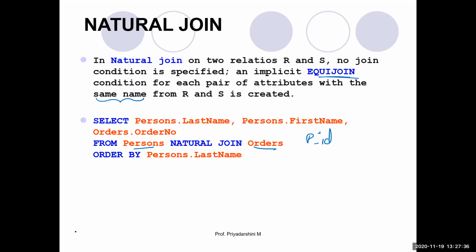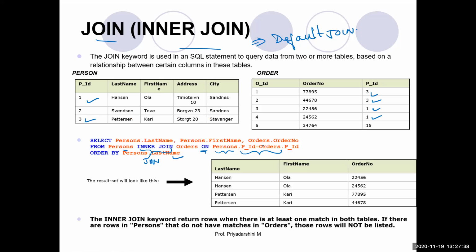So shall we go back and check once again? Check here the name p_id. There is a common attribute with the same name. If you have it like this, then you can always use natural join. You don't have to use a join condition like this. This condition is not at all required in natural join.